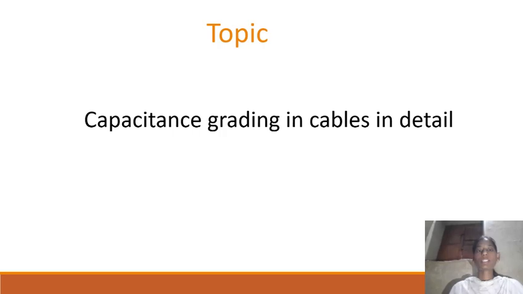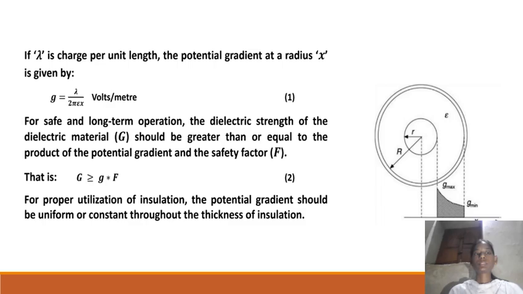Today, my topic is capacitance gradient in cables in detail. If lambda is the charge per unit length, the potential gradient at radius x is given by G equal to lambda by 2 pi E x volts per meter. For safe and long-term operation, the dielectric strength of the dielectric material should be greater than or equal to the product of the potential gradient and the safety factor.